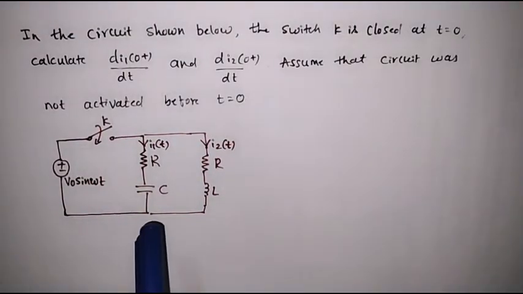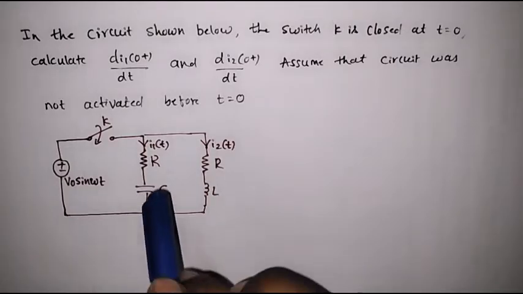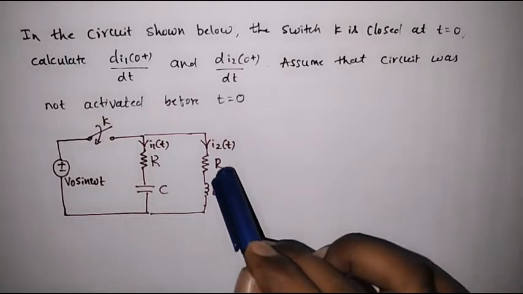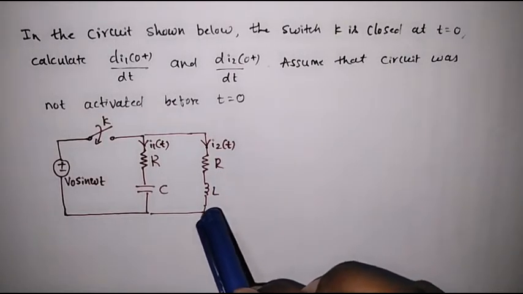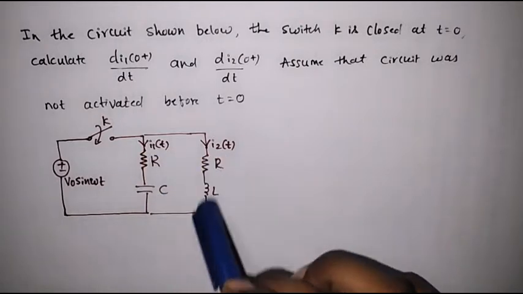This is the given circuit. We have two parallel branches. In one branch R and C are connected in series. In another branch R and L are connected in series. Here current I1(t) is flowing, and here current I2(t) is flowing.